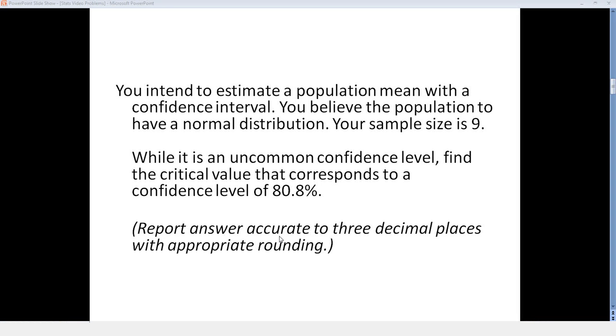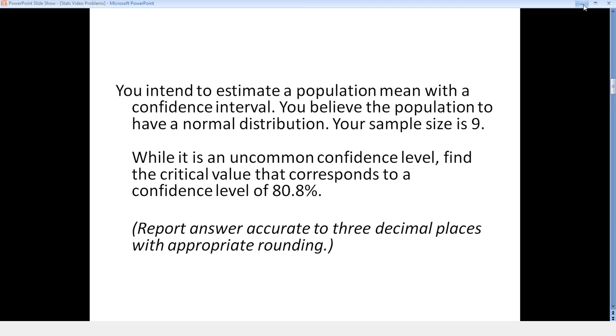You intend to estimate a population mean with a confidence interval. You believe the population to have a normal distribution. Your sample size is 9. While it is an uncommon confidence level, find the critical value that corresponds to a confidence level of 80.8%. And report your answer accurate to 3 decimal places with appropriate rounding.